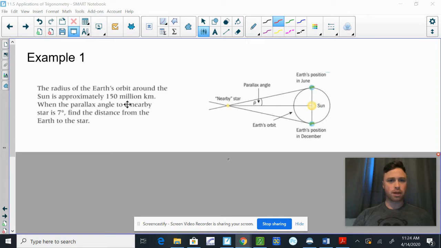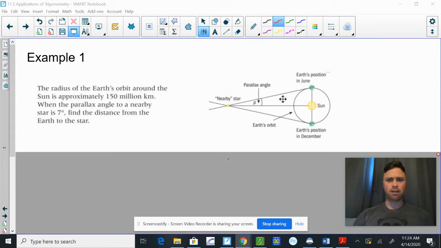So for this particular case, there's going to be kind of a problem that comes up a little bit later that we'll look at in just a moment. But the situation that we're given here, of course, the distance from the Earth to the Sun varies depending on the time of year, but it's about 150 million kilometers average. And they're saying that this parallax angle is 7 degrees.